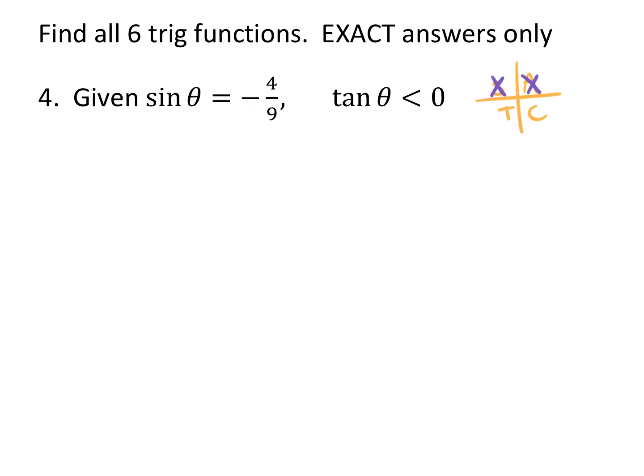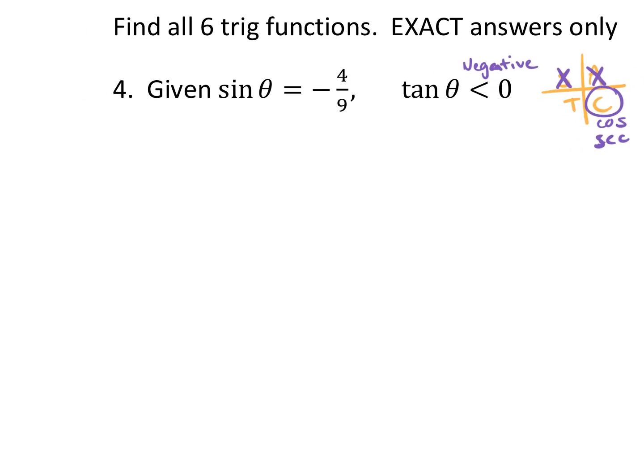And then tangent is less than 0. So tangent is negative. So which quadrant are we in? Quadrant 4. So the only things that are positive are cosine and its reciprocal, secant. Sorry, secant is its reciprocal, cosine and secant. So let's find our remaining trig functions.